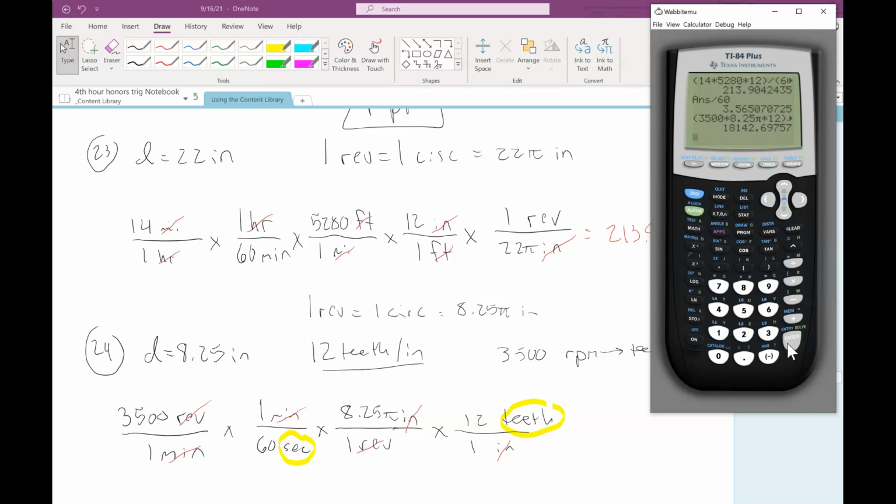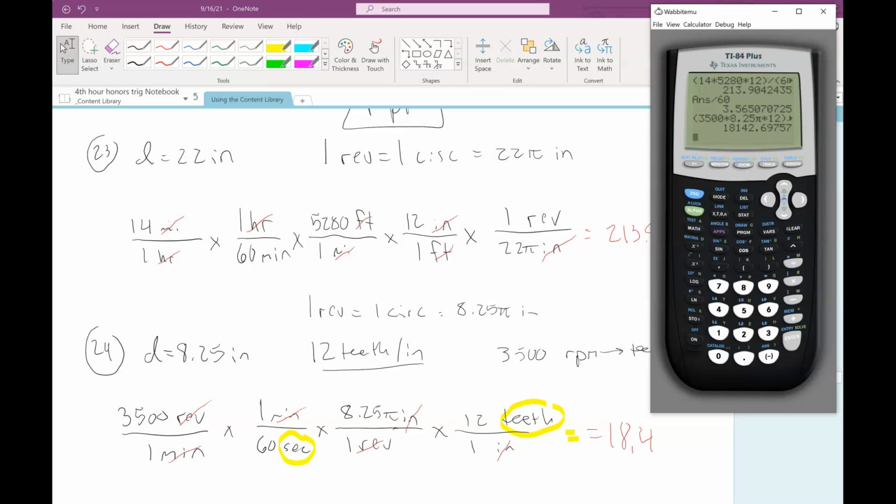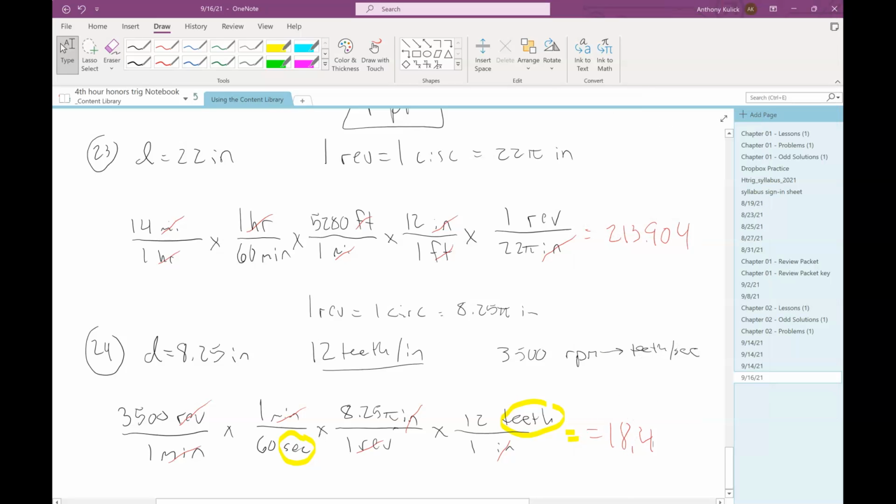So 18,143, I guess. I guess it doesn't tell me how to round this. Nope, that wasn't right. 143. Is that cool, Zach? I got 290. Yeah, I was going to say, that's good. Well, I'm pretty positive this number is the correct number.